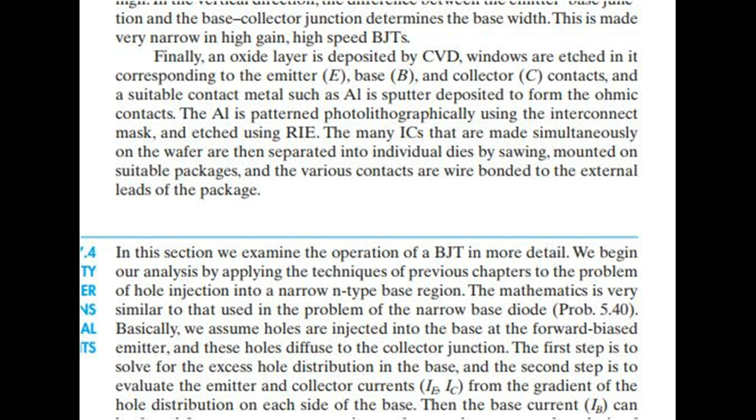In this section we examine the operation of a BJT in more detail. We begin our analysis by applying the techniques of previous chapters to the problem of hole injection into a narrow N-type base region. The mathematics is very similar to that used in the problem of the narrow base diode, Prob 5.40. Basically, we assume holes are injected into the base at the forward biased emitter, and these holes diffuse to the collector junction. The first step is to solve for the excess hole distribution in the base, and the second step is to evaluate the emitter and collector currents, i.e., IE, IC, from the gradient of the hole distribution on each side of the base.